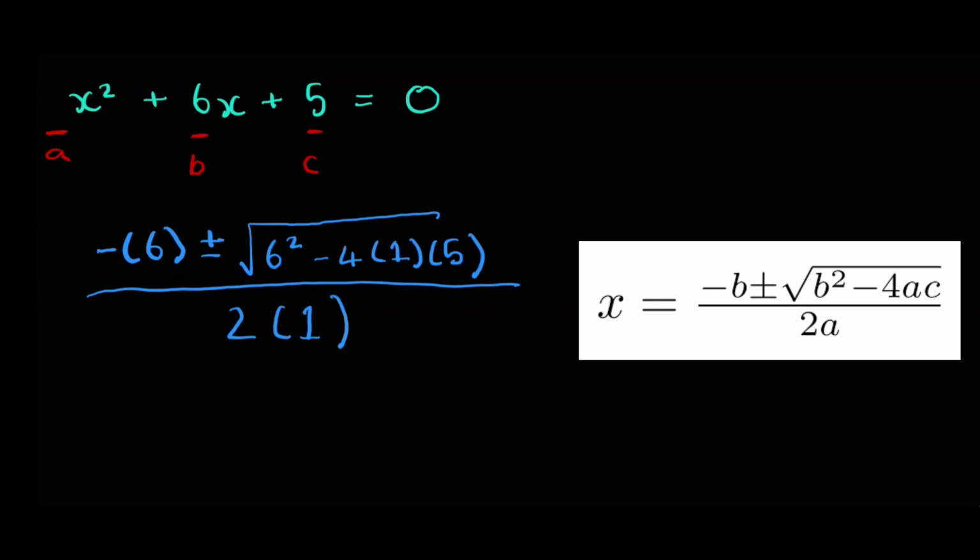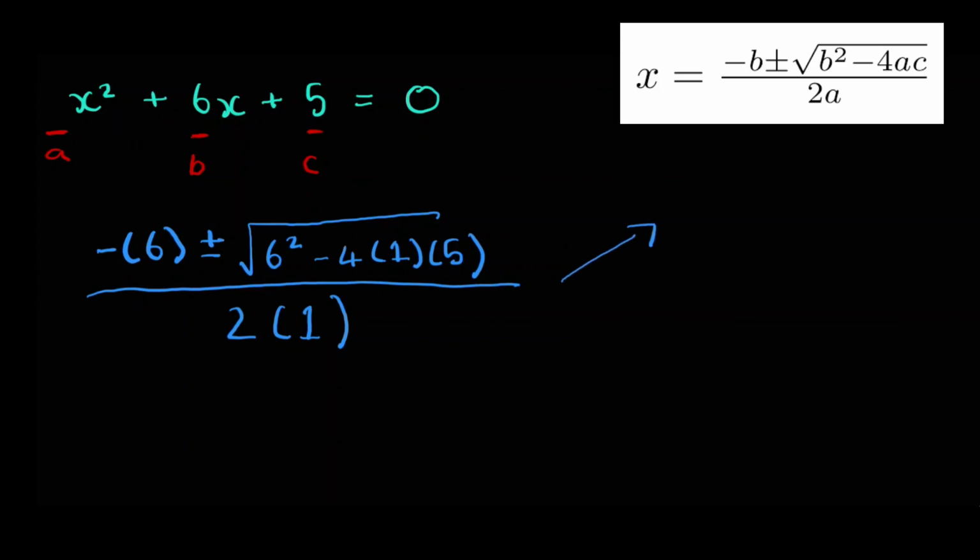As you can see, the equation has a plus or minus in it, so we're going to need to calculate it twice, once using the plus and once using the minus, and this should give us up to 2 solutions. So first doing negative 6 plus root 6 squared minus 4 times 1 times 5 over 2 times 1, you should get x equals negative 1. And next doing negative 6 minus root 6 squared minus 4 times 1 times 5 over 2, you should get x equals negative 5.